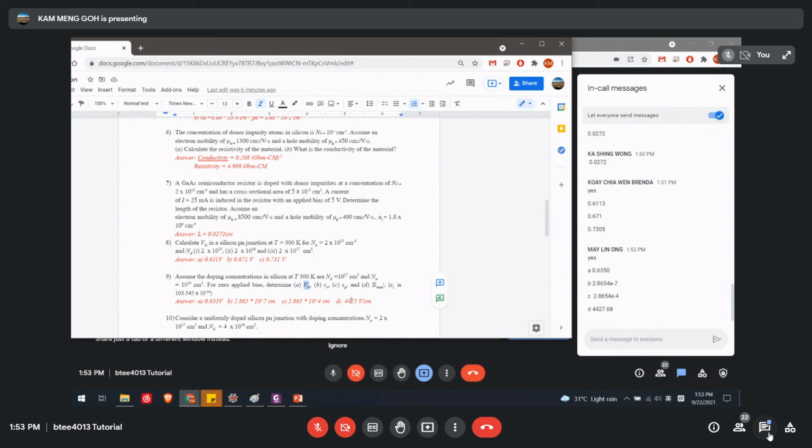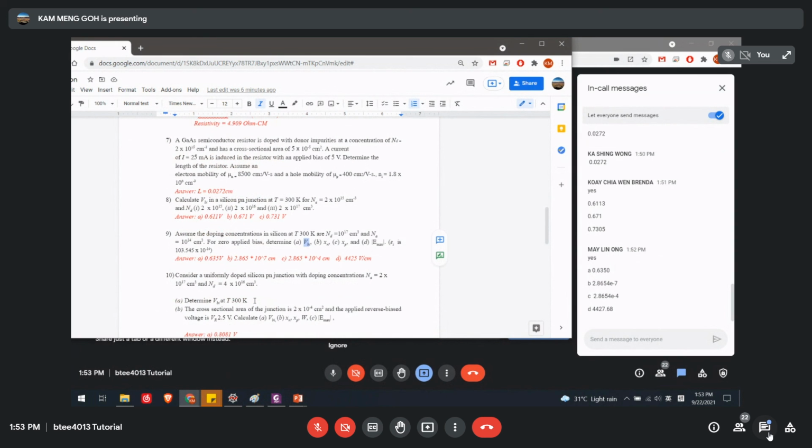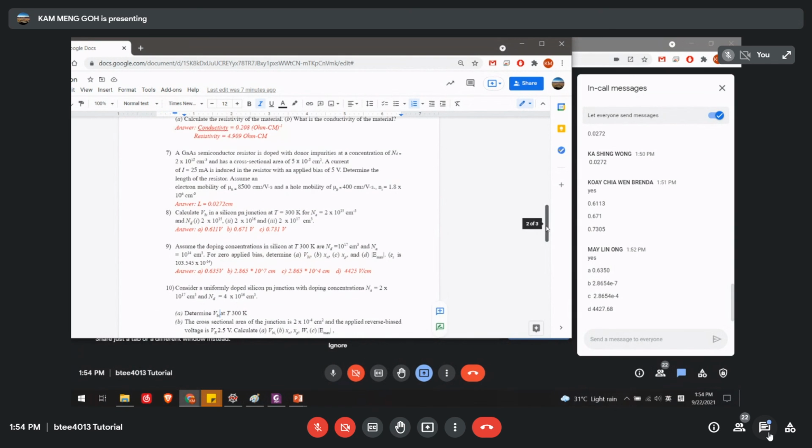Wait, give me one moment. Okay, the last one. Na equals 2 times 10 to the 17 and Nd equals 4 times 10 to the 14. Determine the VBI, same thing. Cross-sectional area, and the reverse bias is this one, 2.5. Calculate the VBI, xn, xp, W, and Emax. So basically this one, we just repeat the same thing. This is silicon, so we know what kind of answer to be used.